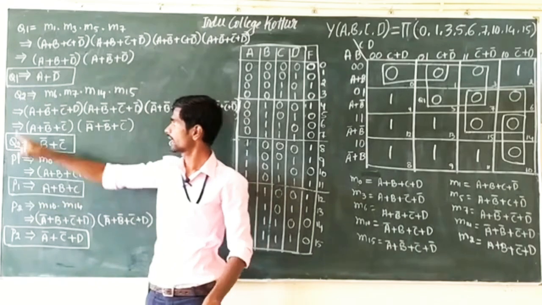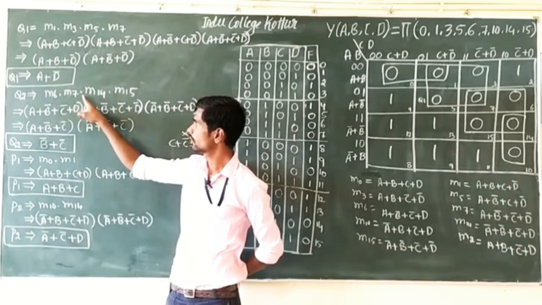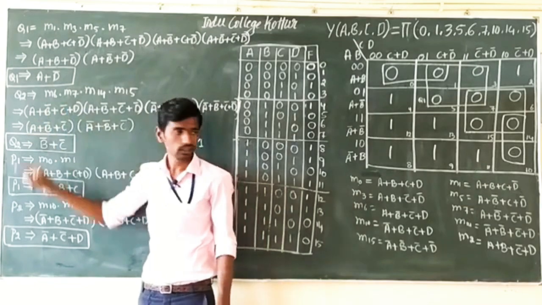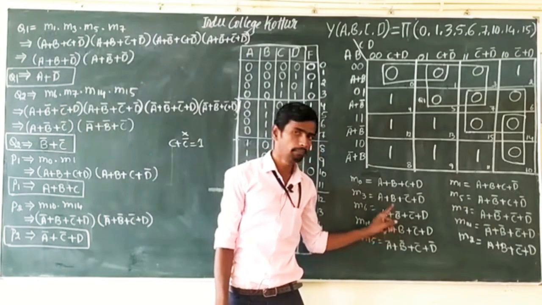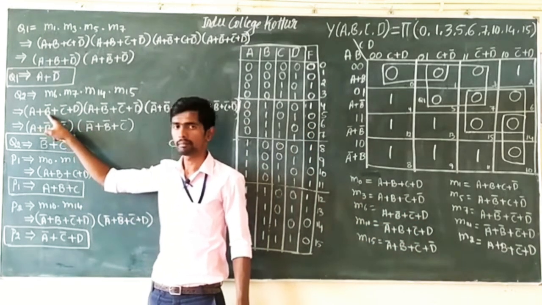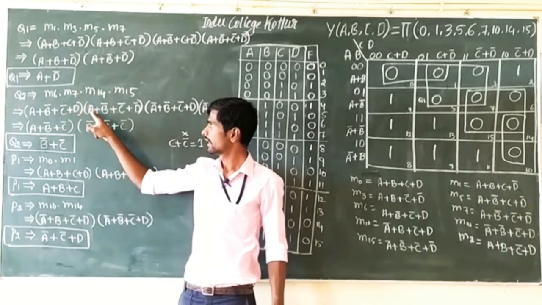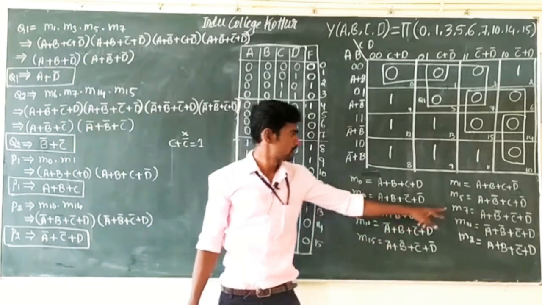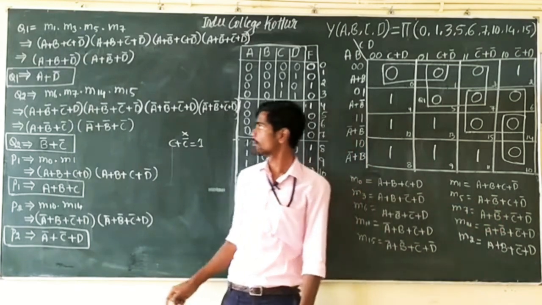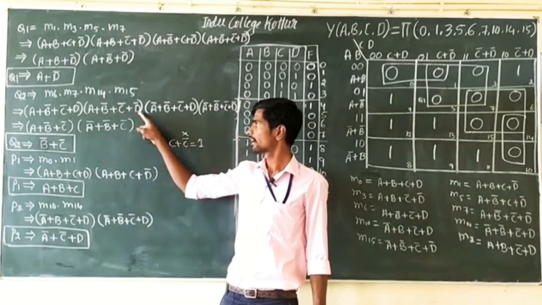Next, we can solve the quad 2 equation: M6 into M7 into M14 into M15. M6 value: a plus b complement plus c complement plus d. Next, M7: a plus b complement plus c complement plus d complement.